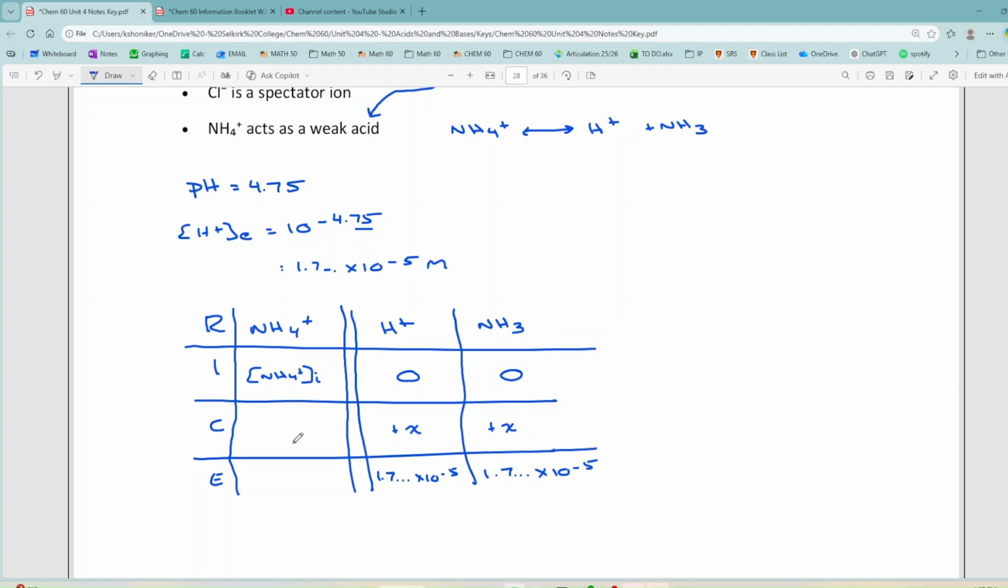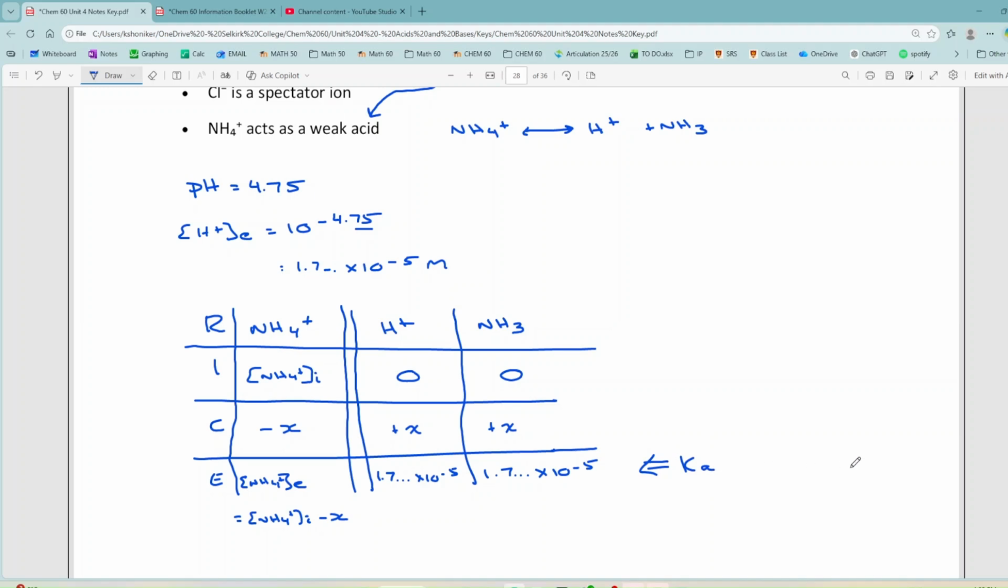The concentration of ammonium at equilibrium is going to be minus X. So it's going to be the concentration of ammonium initially. So the concentration of ammonium at equilibrium is going to equal the concentration of ammonium initially minus X. Just like these questions we did in other units, you kind of get a choice of which way you want to set up our calculation. This is where we're going to use Ka.